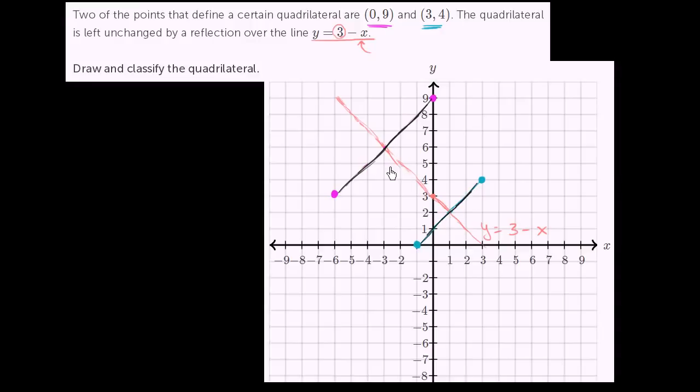Both of these lines are perpendicular to that original line, so they're going to have the same slope. So that line is parallel to that line over there. And then we have this line, and then we have this line. So what type of quadrilateral is this? Well, I have one pair of parallel sides. So this is a trapezoid.